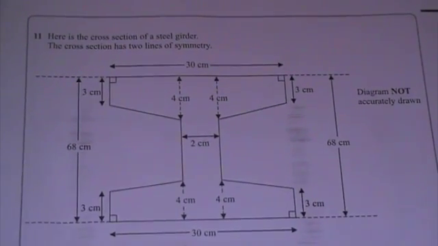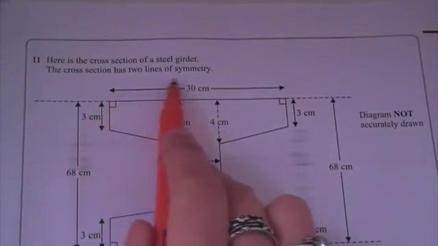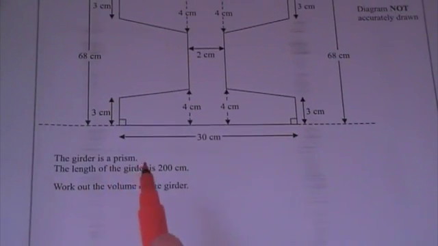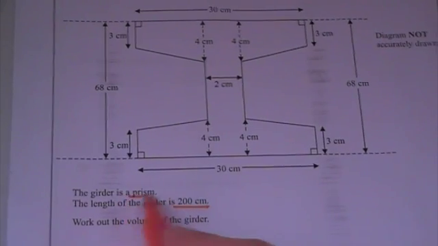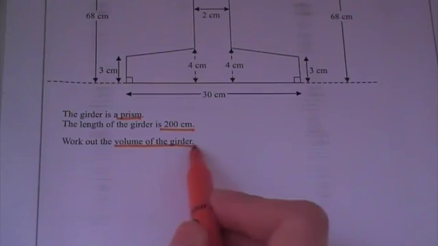Question 11. Here is the cross section of a steel girder. The cross section has 2 lines of symmetry. The girder is a prism. The length of the girder is 200 centimetres. So these are both important bits of information. Work out the volume of the girder.